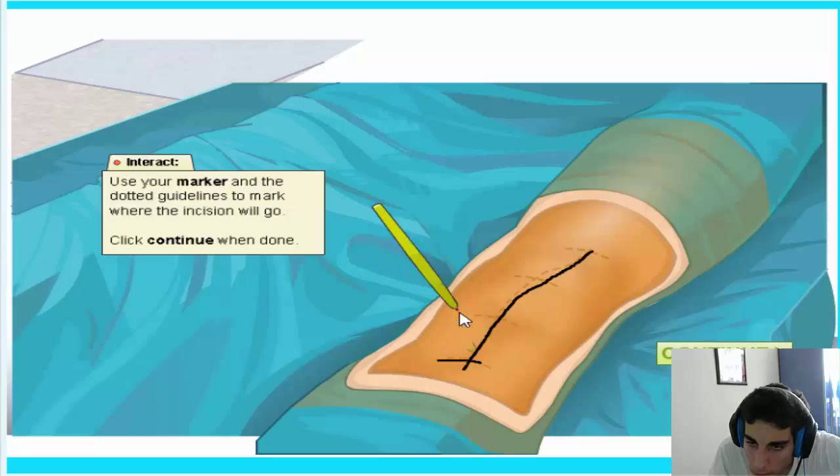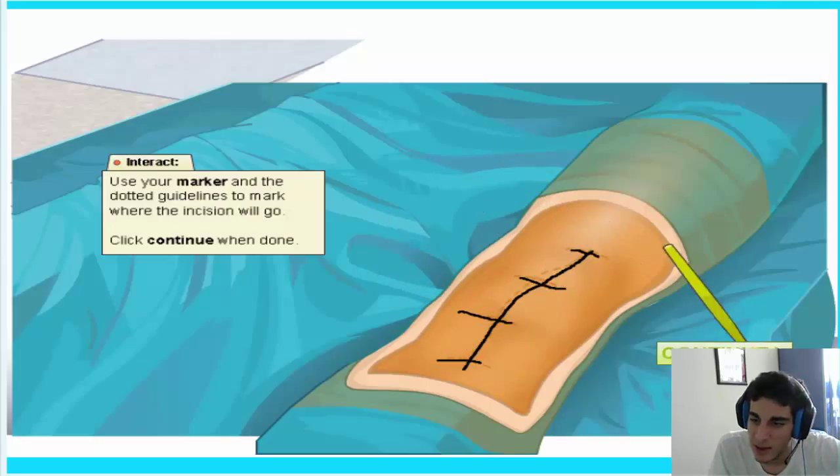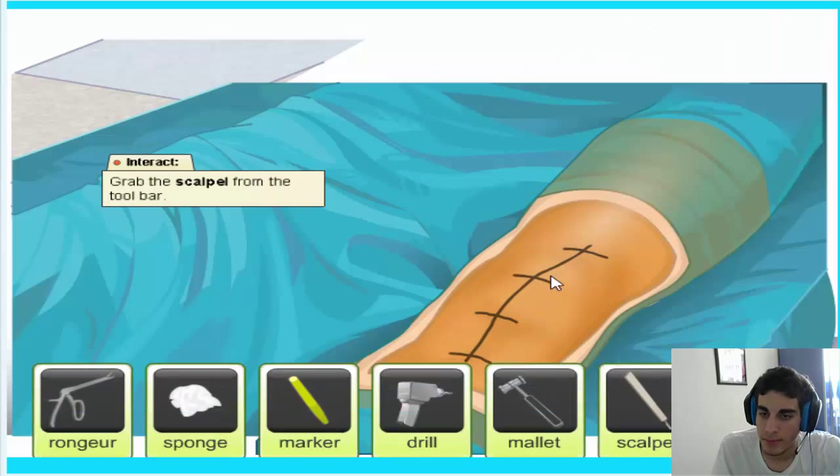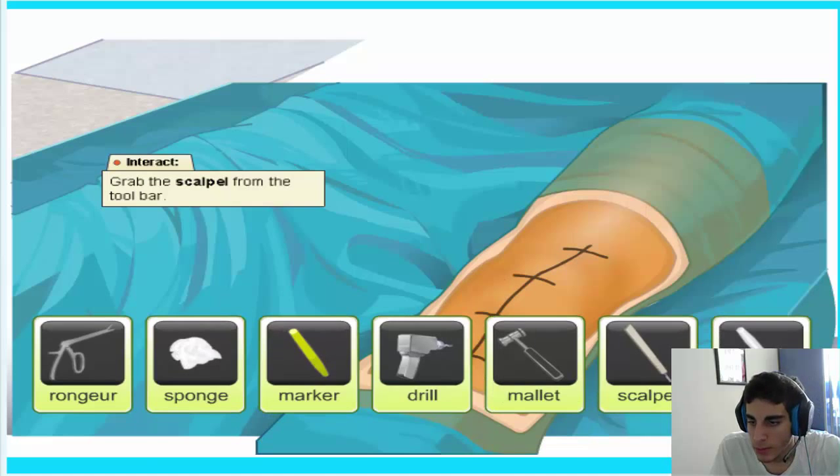Typically, the incision line is 6 to 7 inches long. What purpose do you think the perpendicular lines serve? Now for the incision. Take the scalpel and cut the skin following your markings.